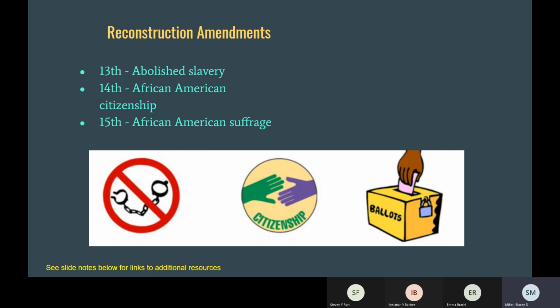We see things like the 14th Amendment with African-American citizenship, and then the 15th with African-American suffrage. Does anybody know what suffrage is? Voting, right? The right to vote. So we do see that.